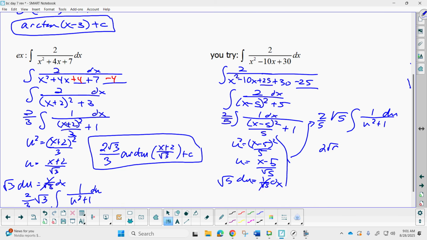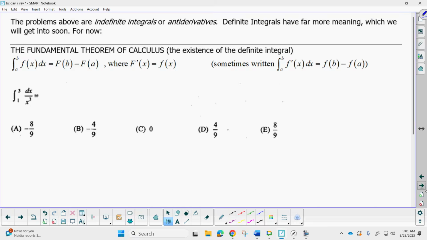How are we feeling about 2 root 5 over 5, arctangent of x minus 5 over root 5 plus c, senor? How do we do? Excellent. Last but not least, a little bit of fundamental theorem.